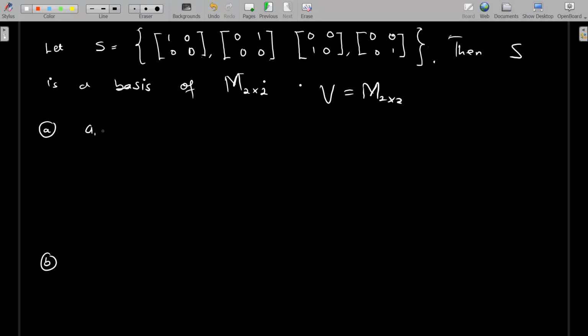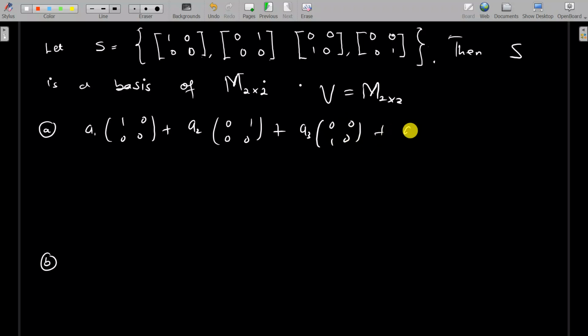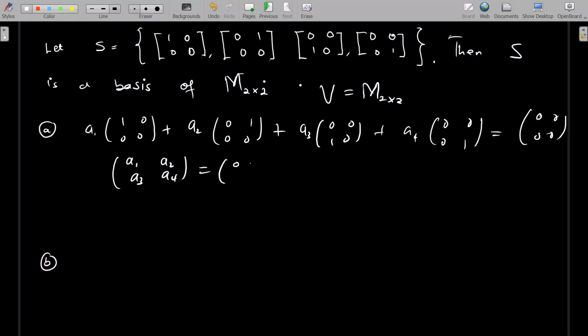So you just pick some A1 into 1 0 0 0 plus some constant A2 into 0 1 0 0 plus A3 into 0 0 1 0 plus A4 into 0 0 0 1. This should give me the zero matrix. Okay, in the 2 by 2 matrices, the zero vector is just the zero matrix. And so if I do the multiplication and sum the matrices, I'm going to have A1, A2, A3, A4 here equals the zero matrix.